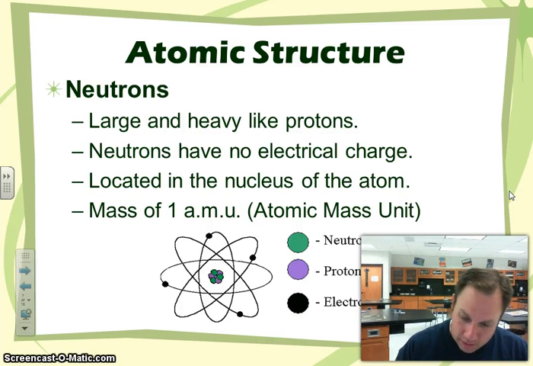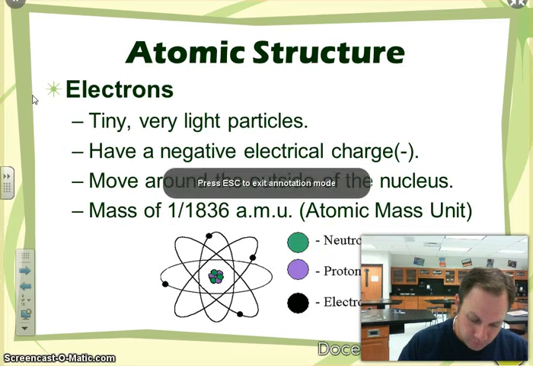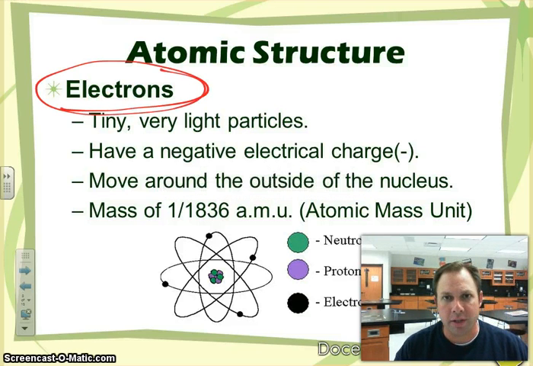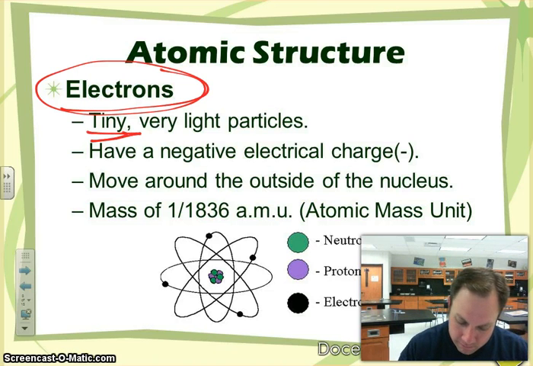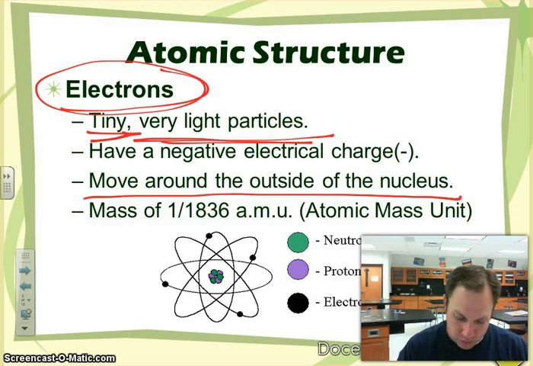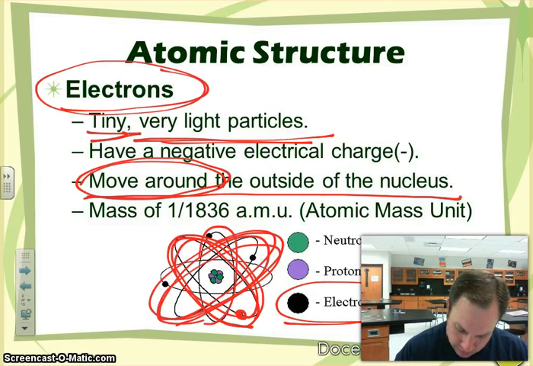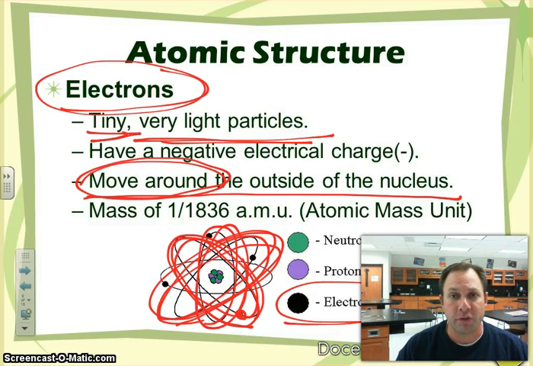Then lastly, we have our electrons. Now, electrons are much smaller than protons and neutrons. Okay, they are tiny, very light particles. And also they are not found in the nucleus. They move around the nucleus. They're going around the nucleus, and we showed you that they have these orbits. So here's our electrons, they're little black dots right here, and they are going around that nucleus in various pathways. All right, so they're very small.